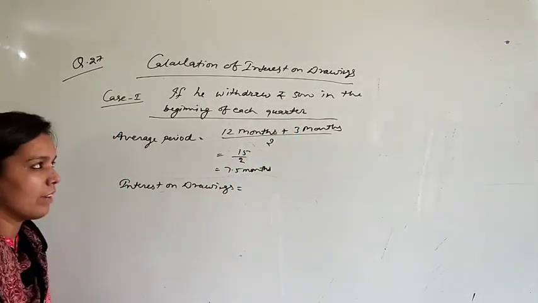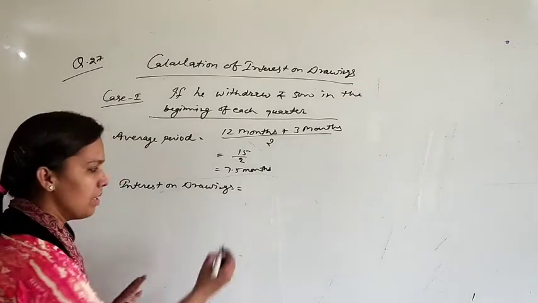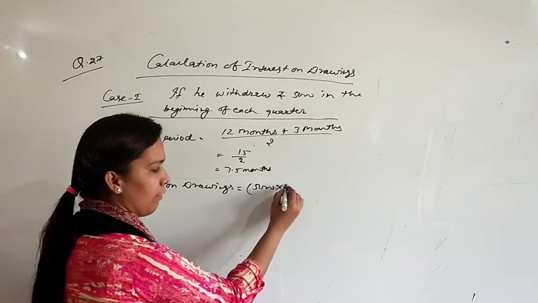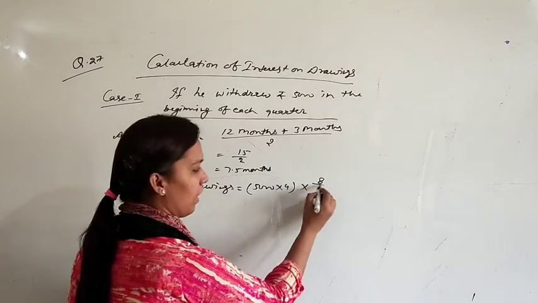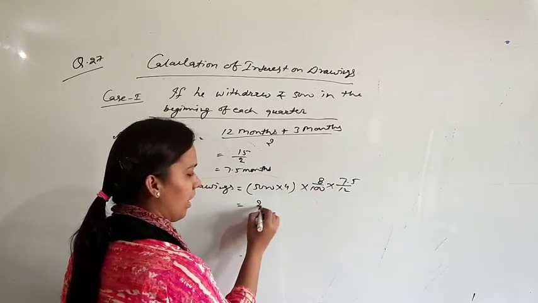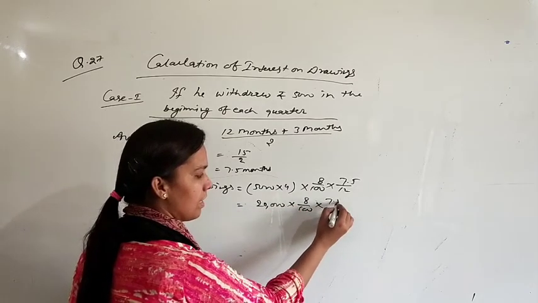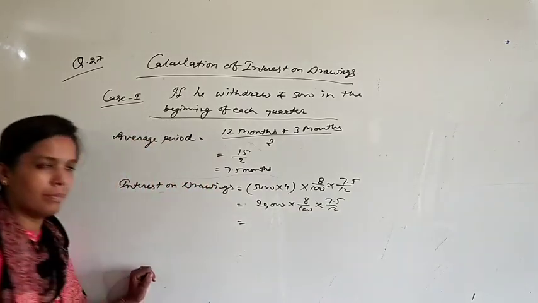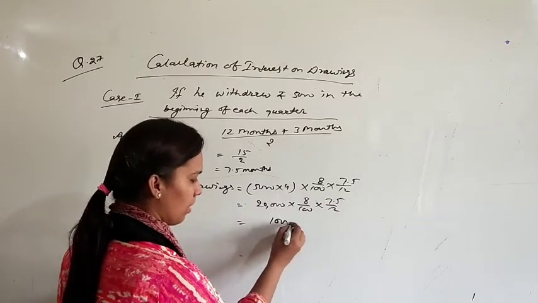Partner is withdrawing 5,000 rupees per quarter. You will have 4 quarters in a year. It means 5,000 divided by 4. Multiply by, what is the rate of interest? 8% per annum. It means 8 upon 100 and time is 7.5 divided by 12. It means you are withdrawing 20,000 in full year. 8% is the rate and 7.5 months is the time. Calculate this interest. In this case, you will get amount of rupees 1,000.